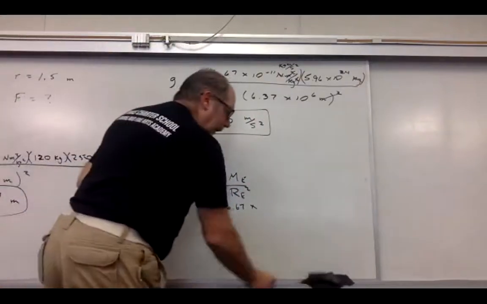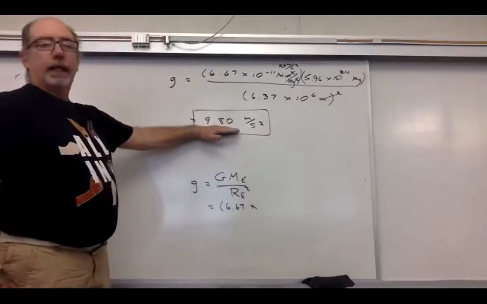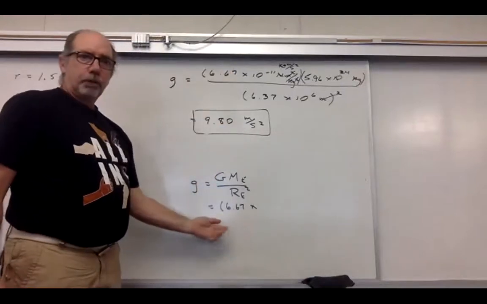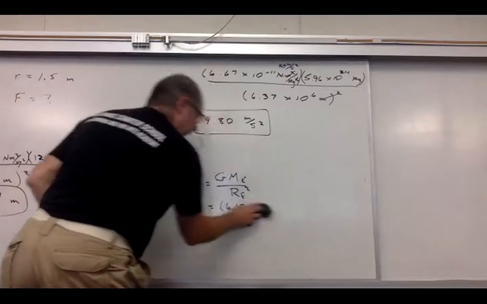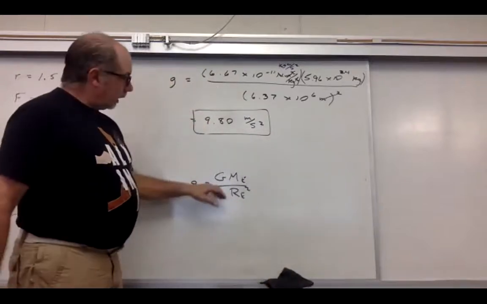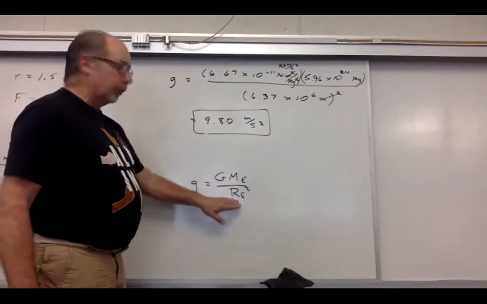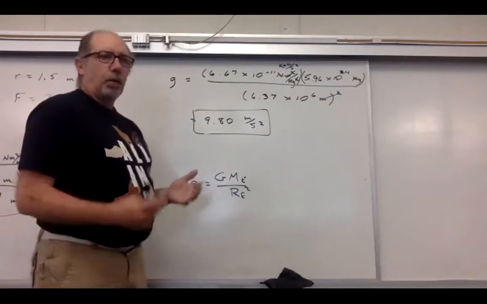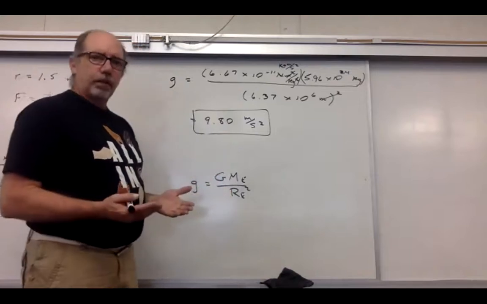Way back when I just said, well, just trust me that it's this, and I'll show you where it comes from later. Here's where it comes from. Okay, it comes from Newton's law of gravitation. For the moon, if I plugged in the mass of the moon and the radius of the moon and crank it out, it's going to be about 1.6. That's the gravitational acceleration on the moon.